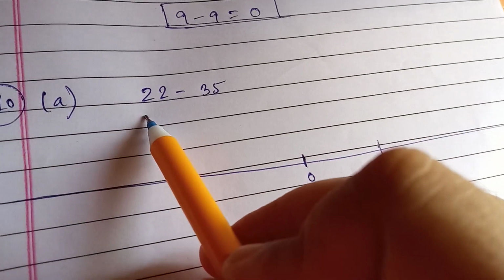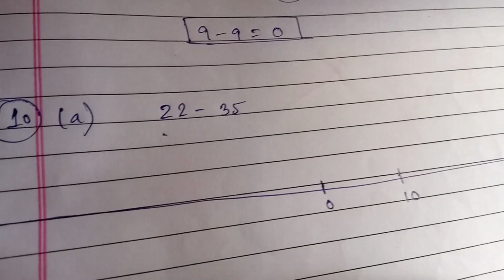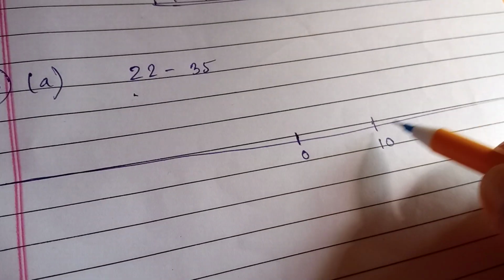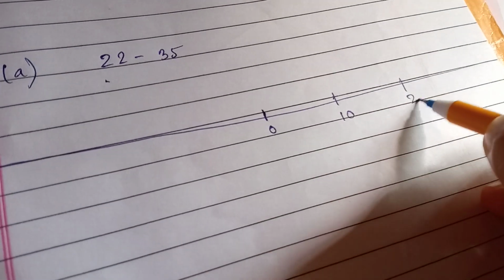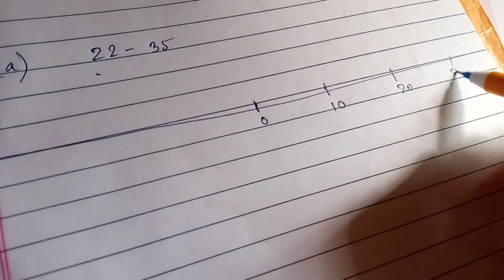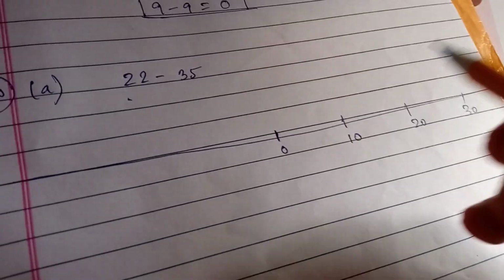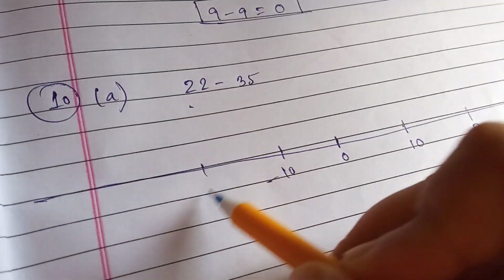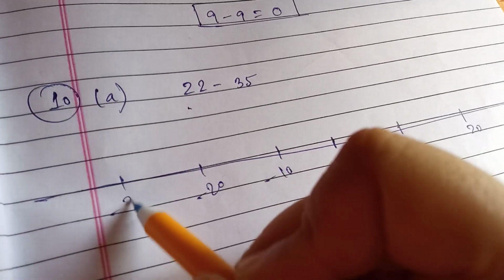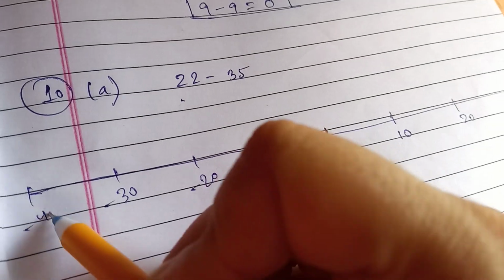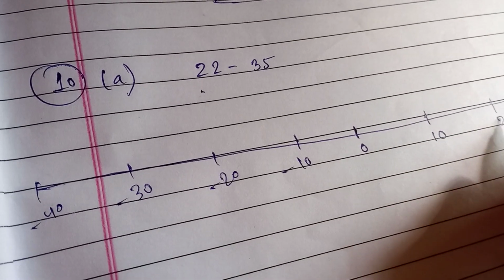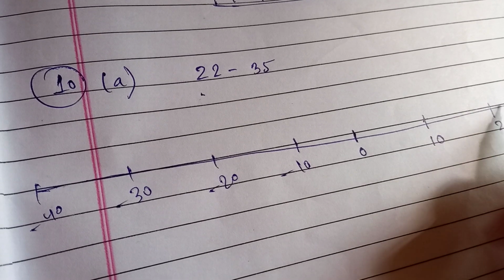22 is a positive integer, and positive integers you have to write down on the right side of 0. So the right side, this side. This is 10, 20, and 30. These are all positive integers, and this side has all the negative integers: minus 10, minus 20, minus 30 and minus 40. Okay, so now you see the position of 22. So the 22 position is here.